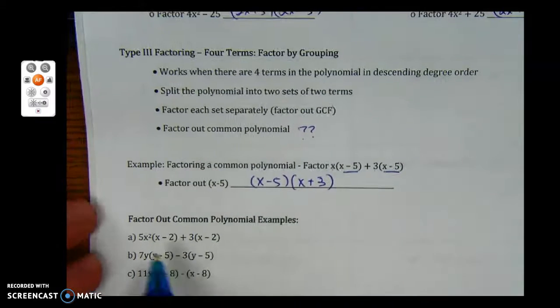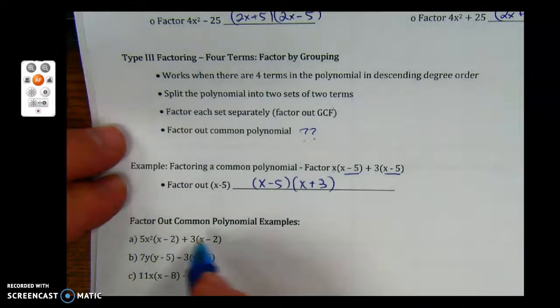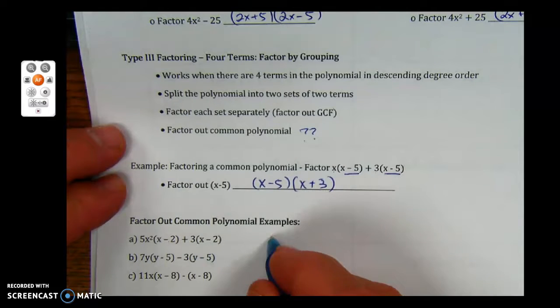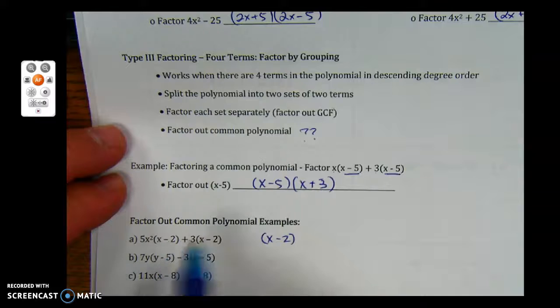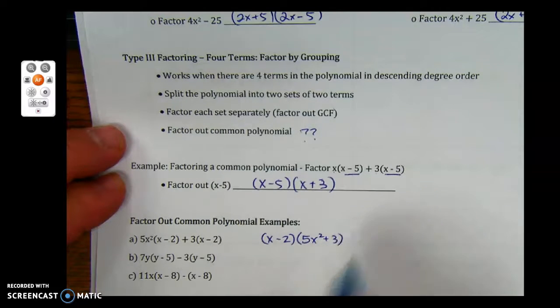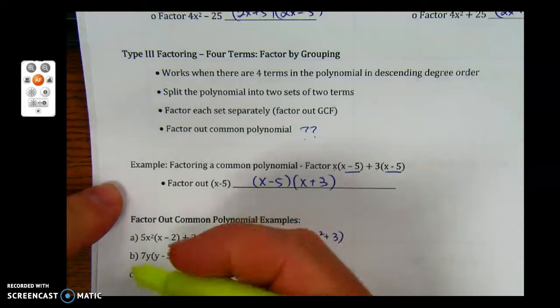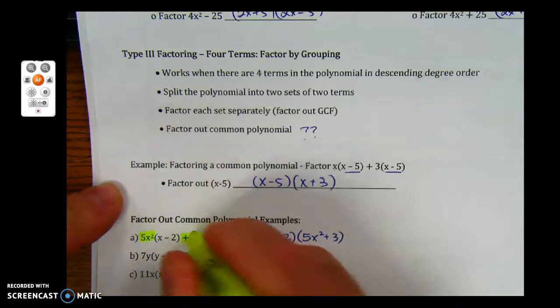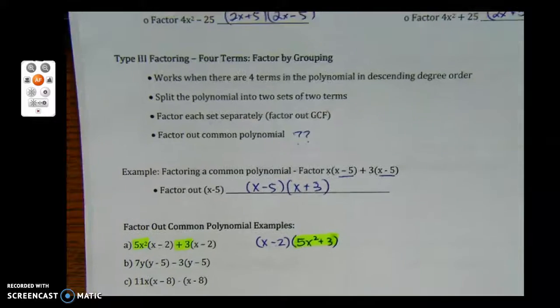So these problems are already partially done for you folks, so we're kind of building you up with baby steps. So we're going to take out this x minus 2 that they have in common, okay, and then that leaves us with 5x squared plus 3. So there you go, 5x squared plus 3. Boom, just like that, okay. So these 2 GCFs become a binomial here, and the x minus 2 is the other binomial, okay?